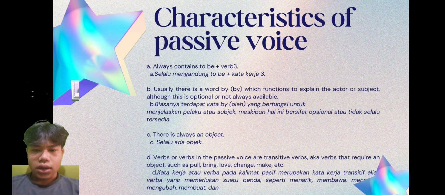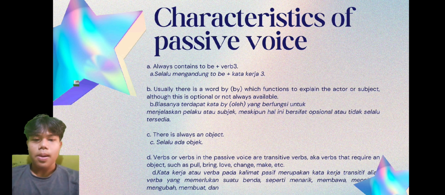Always has an object. The passive voice always has an object because it's describing what is acted upon. Transitive verbs only. The passive voice is used with transitive verbs, which are verbs that take a direct object.